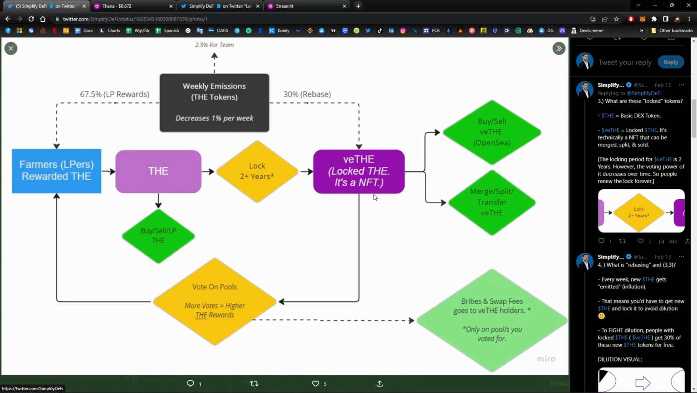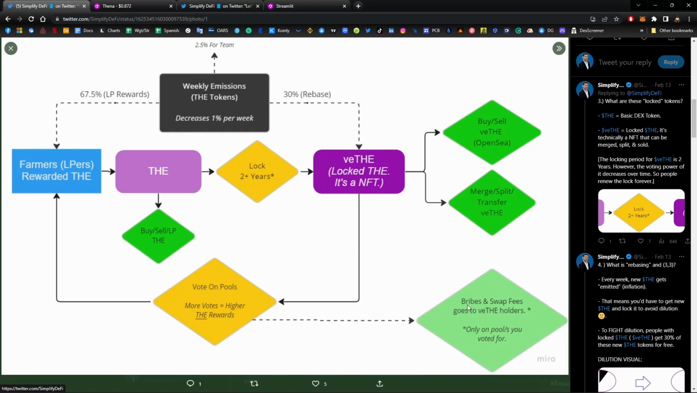So what's the purpose of having this locked NFT to begin with? Well, it allows you to then vote on pools. So when you vote on the pools, that dictates how much of the basic DEX token is going to be emitted, meaning which pools are going to have the highest rewards for the farmers over here. And by voting, you have the ability to decide.